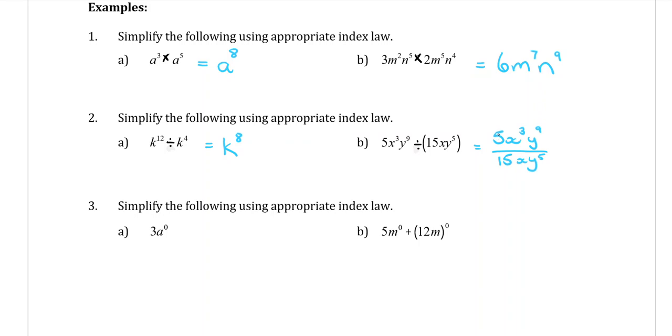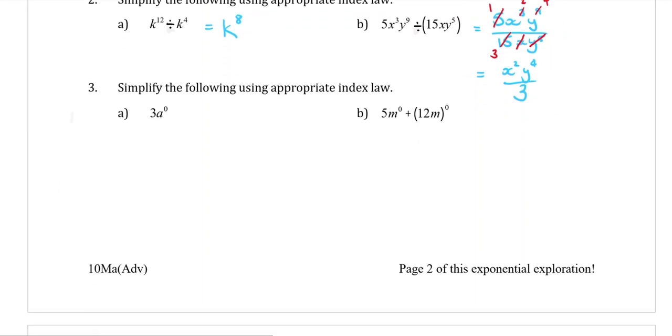So 5 and 15 I can divide by 5 to get a 1 and a 3. With the x's, I can take away the 1 from the bottom, and that will give me 2 left on the top. And for the y's, take away the 5 from the bottom, 9 take away 5 makes 4 for the top. So neatly writing down what is left, we have x squared y to the power of 4 all over 3.